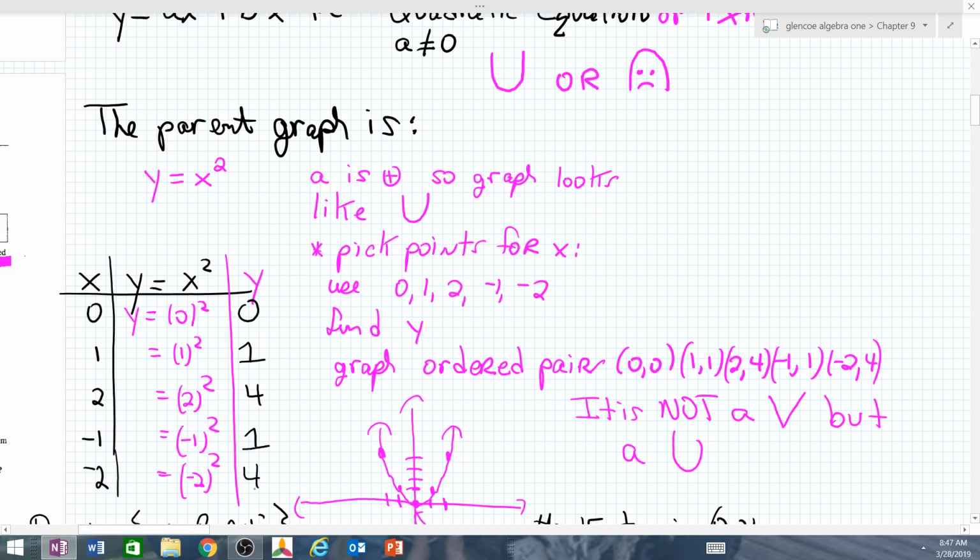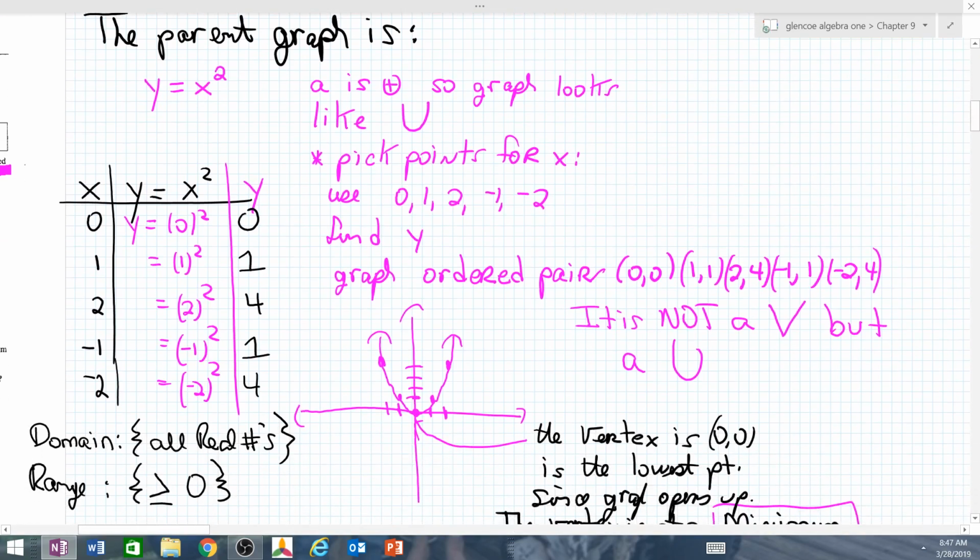Please don't ever tell me that -2 squared is -4. It's not. Okay? Make sure you put it in parentheses. All right, now we're going to go ahead and graph our points. So we graph 0, 0. We graph 1, 1, 2, 4, -1, 1, and -2, 4.